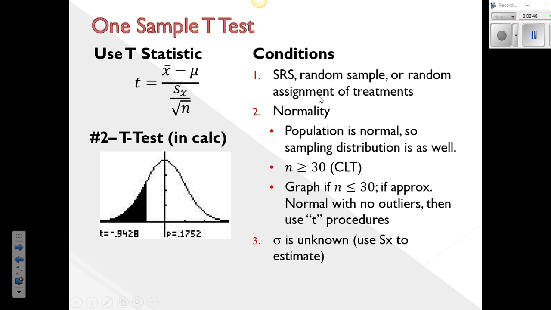The conditions, if you don't want to rewrite all the conditions, that's absolutely fine, as long as you know that these conditions are the same exact conditions for a one sample t interval. And just to remind you what those are, again, you have to have a simple random sample, a random sample, or a random assignment of treatments. And you have to read each problem to figure out what it is being used.